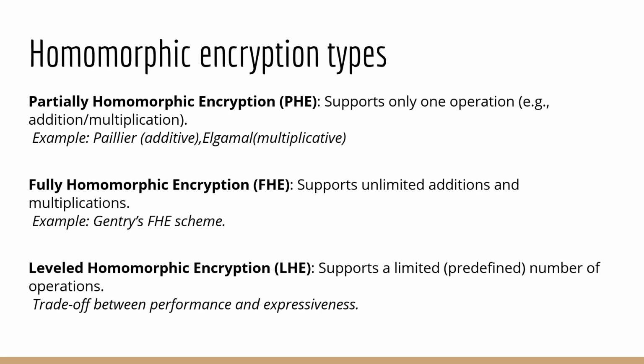Next we have fully homomorphic encryption. It supports both addition and multiplication. One example is Gentry's FHE scheme. Next is leveled homomorphic encryption, or LHE. It supports both addition and multiplication, but only up to a limited level.